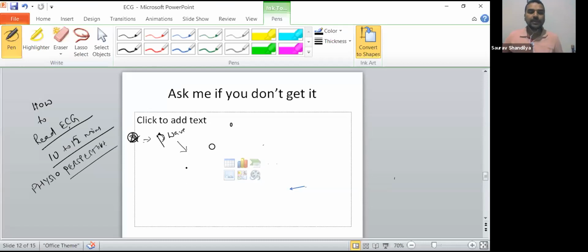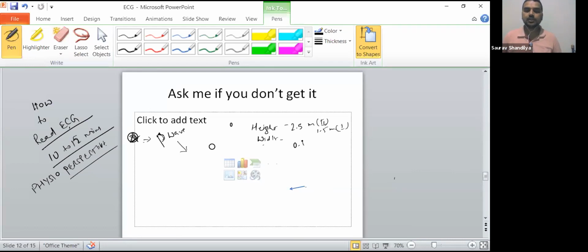Okay, P wave height, P wave width, very important. Height is generally 2.5 mm, especially in lead 2. Okay, and in lead 1 it could be about 1.5 mm. Now don't ask me why it is different, because it depends upon where they get repolarized, where they get depolarized.